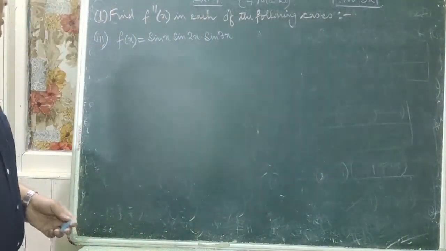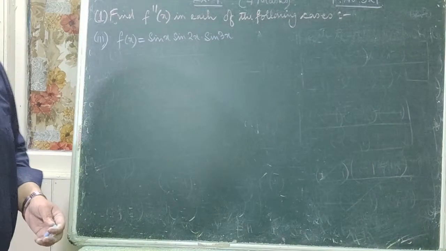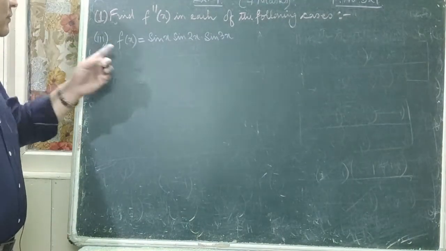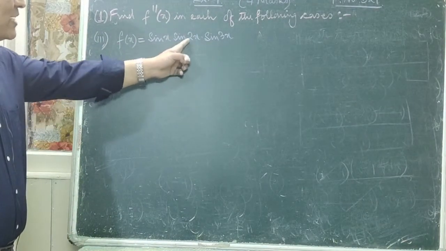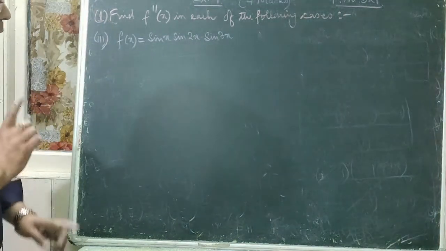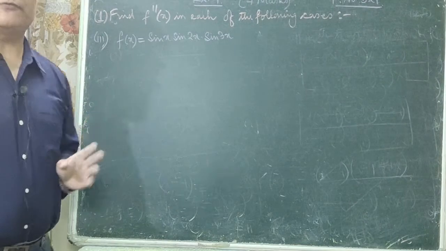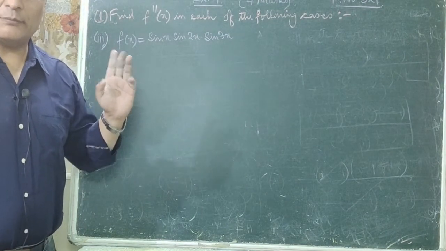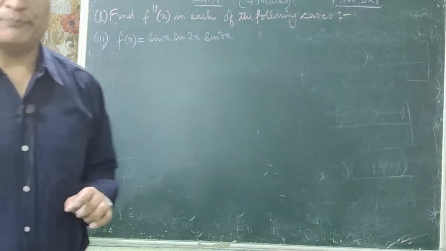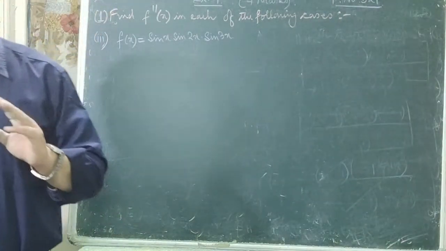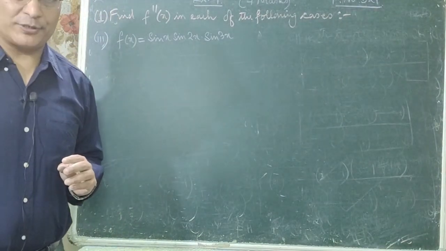So now we'll do the next question, that is question number 3 of number 1. It is given f of x is equal to sin x, sin 2x, sin 3x. अब यसलाई पनि हामी डाइरेक्ट डिफरेन्शिएसन गर्दैनौं। यो चाहिँ भयो ट्रिगोनोमेट्रिक फंक्शन। This is the problem on trigonometric function. Okay, so you know the formula from transformation of products and sums.